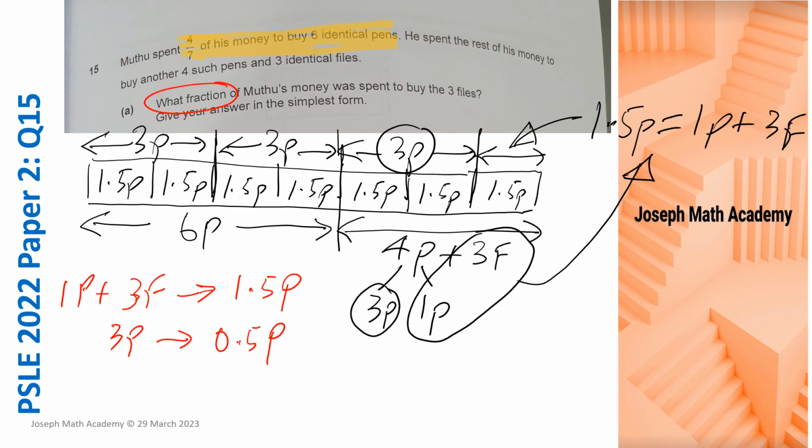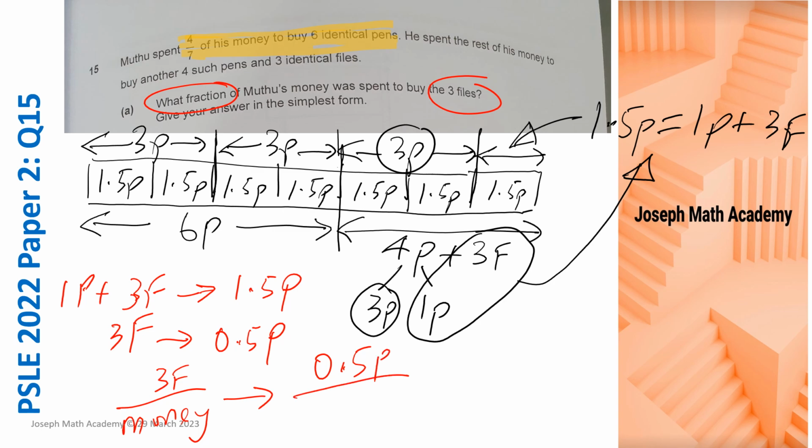So what fraction of Muthu's money was spent on the files only? Okay, so we only need the files, right? Oh, I wrote wrongly here. My apology. So we want the files only, right? So that means the fraction will be the 3 files out of the entire money that Muthu had. So this is our fraction. So the 3 files is priced the same as half a pen, right?